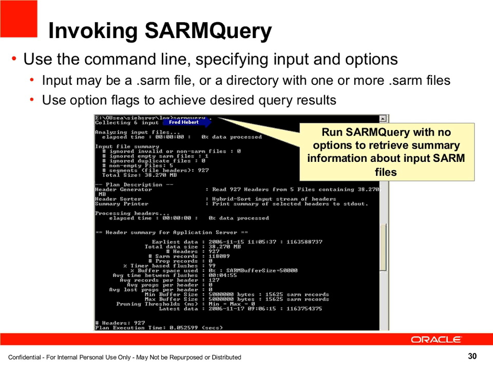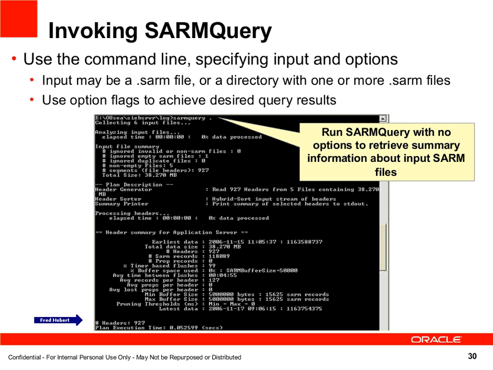It says, okay, well, there's 6 input files. There are 6 SARM files in that directory. And in fact, this one was empty over here. There's no duplicate files. There's 5 non-empty files. And you can see over here the total size is about 38 megs worth of SARM data. So there's a lot of stuff in here. Here's the earliest data, the minimum buffer size, maximum buffer size, and all sorts of information about that. And yeah, we were able to load those SARM files. So very basic thing that you can do.